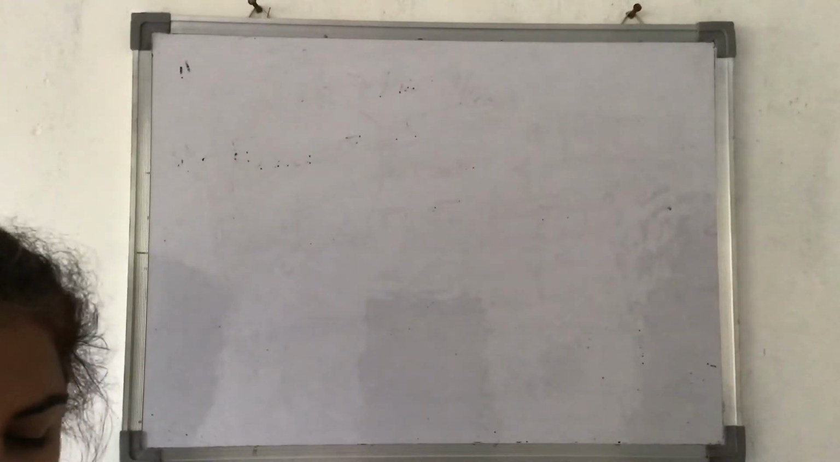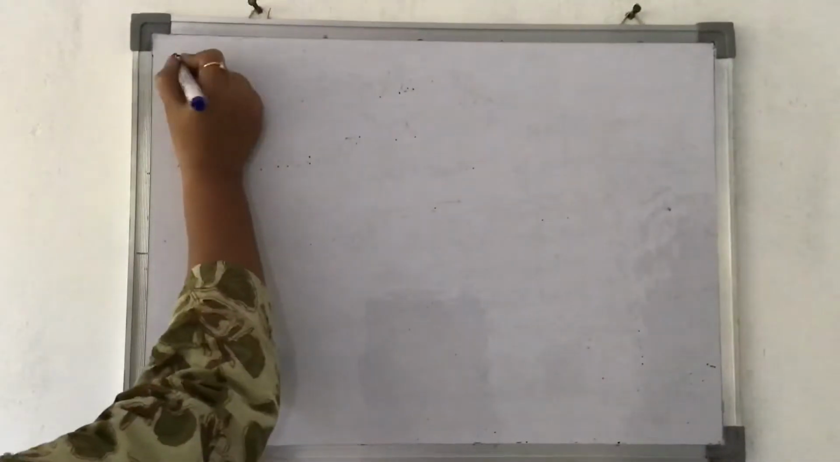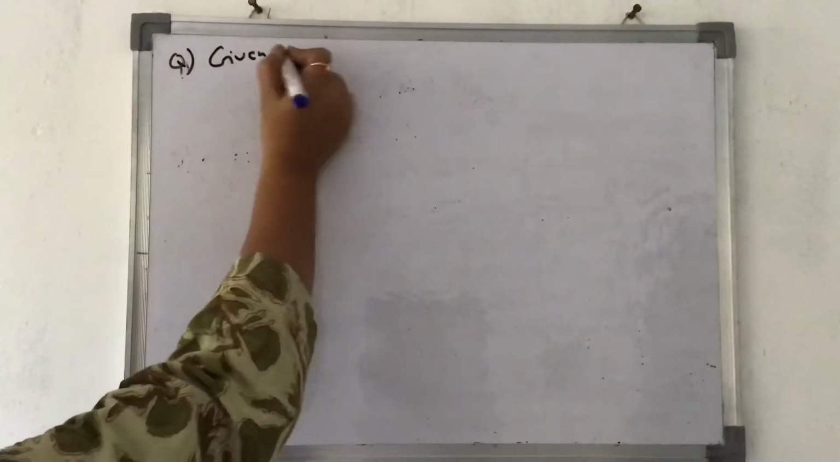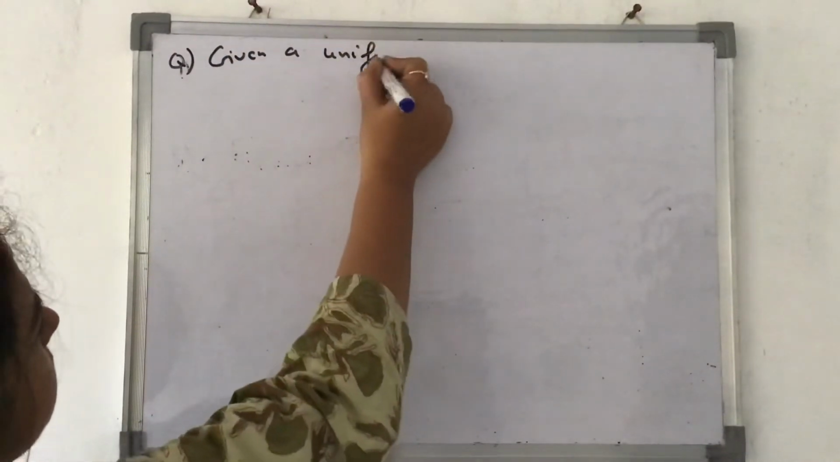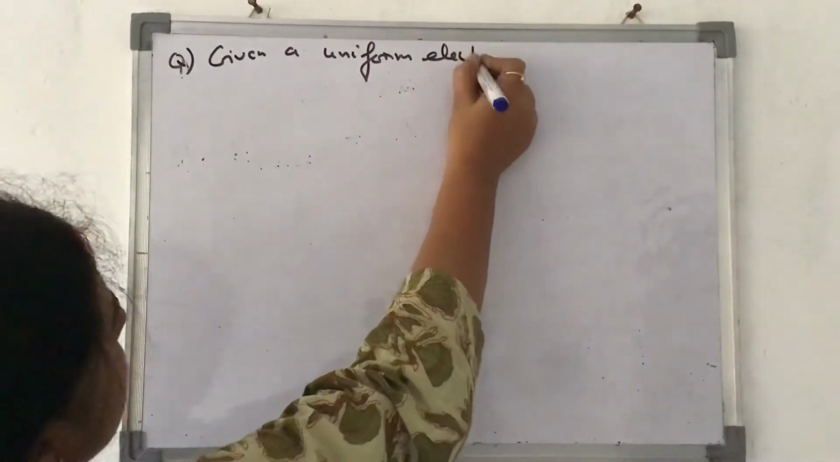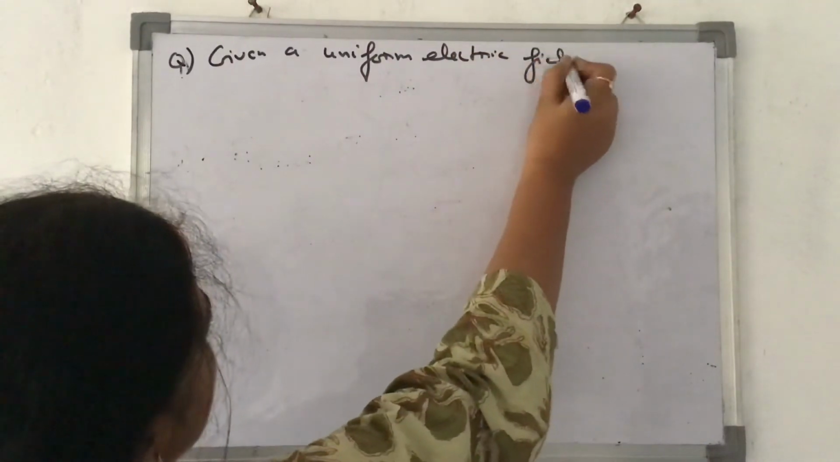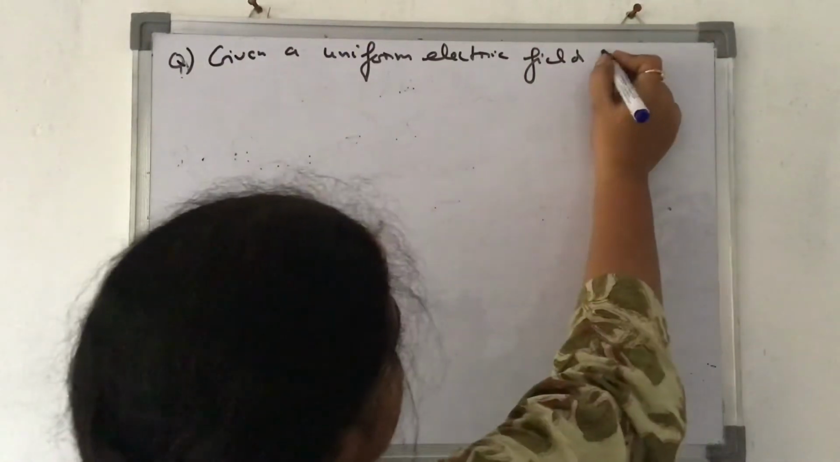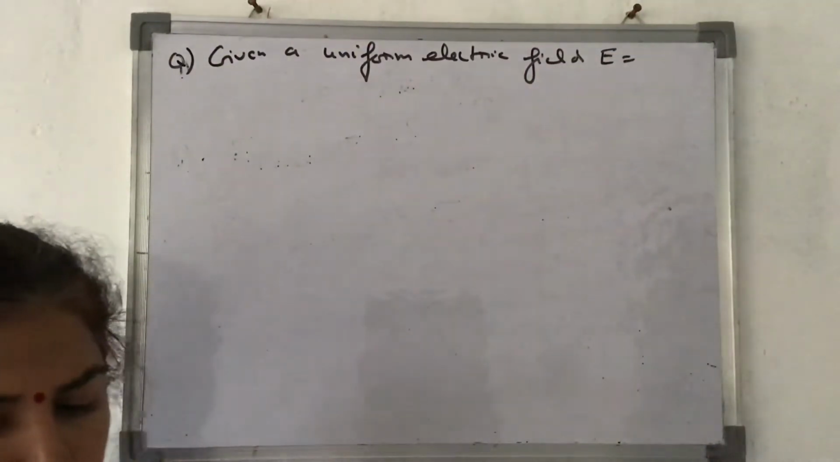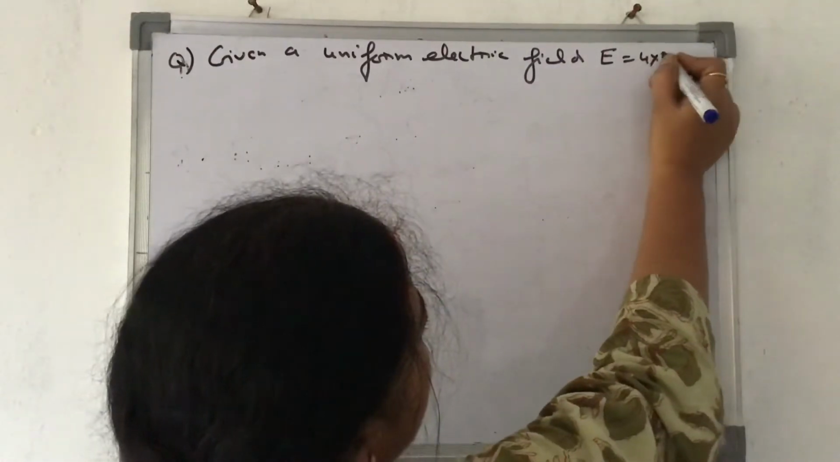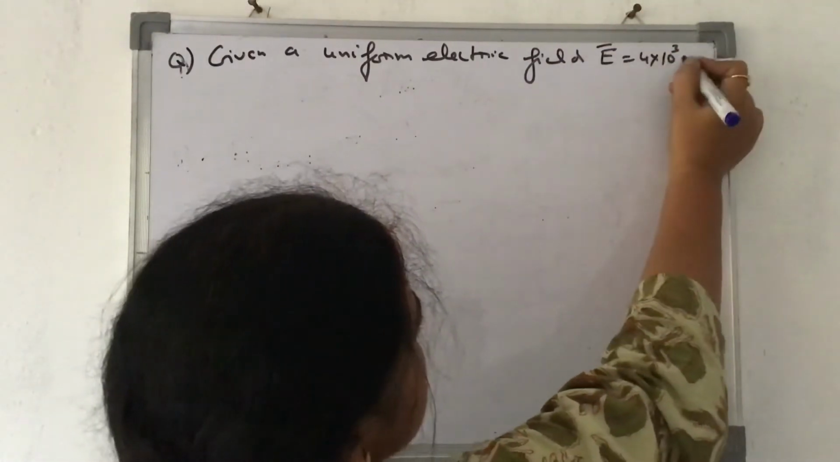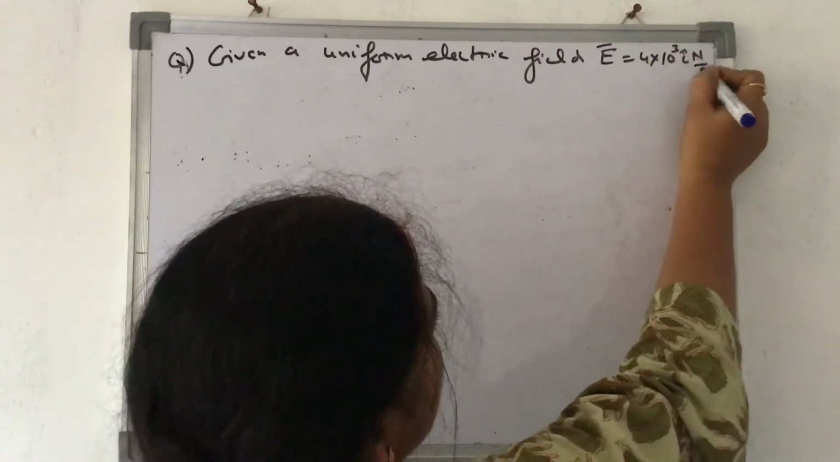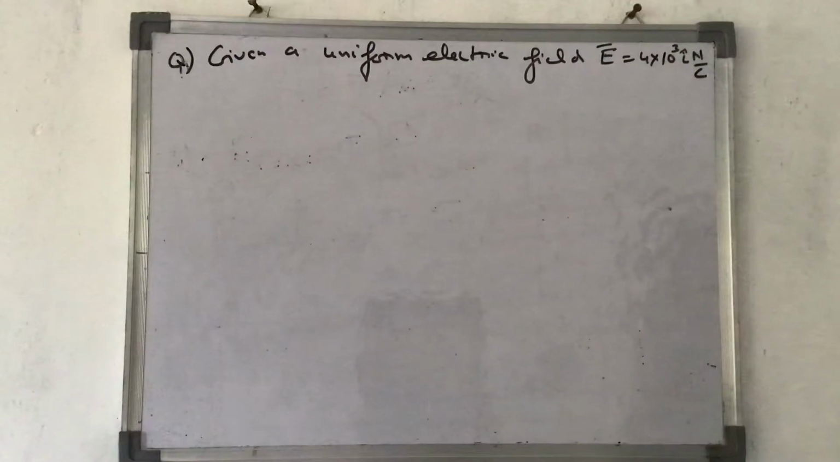Okay, as per our rule, we'll start from a very easy one, then we keep on going to difficult ones. So I'll start with the first numerical. Given a uniform electric field E equal to 4 into 10 raised to power 3 i Newton per Coulomb. That means it is along the x direction.